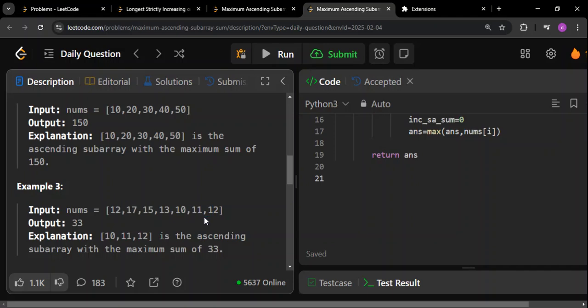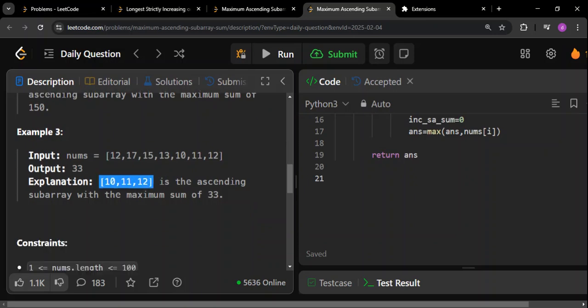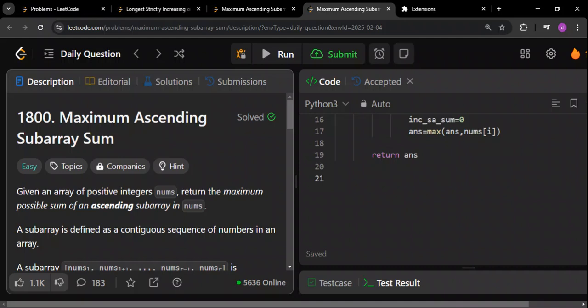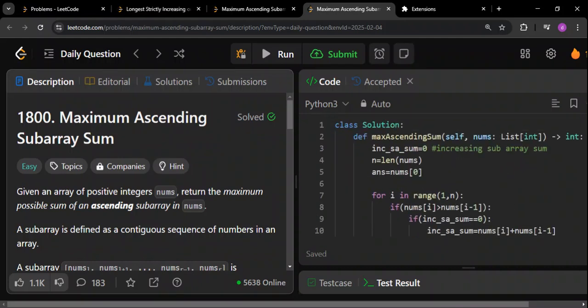Okay, now if you see, the answer is going to be this, because you have written the maximum sum of a strictly increasing subarray. So in this case 33 is going to be the answer, and this is the subarray from which we are getting that answer. Okay, I explained every constraint here, and again let us go through the solution.